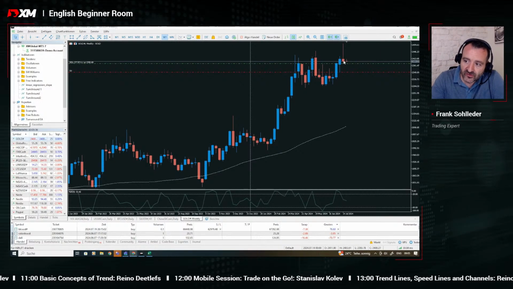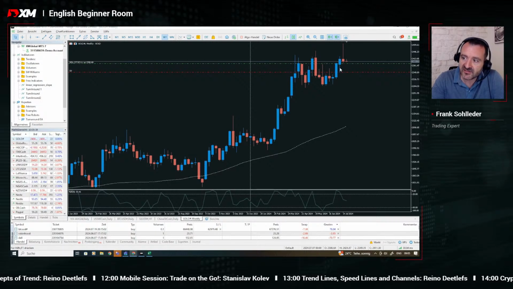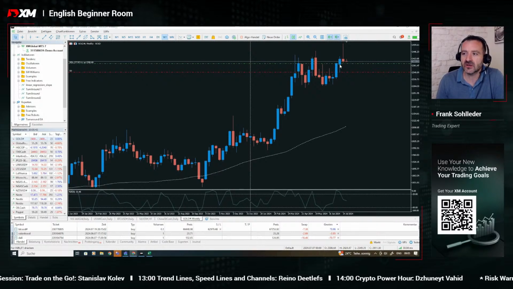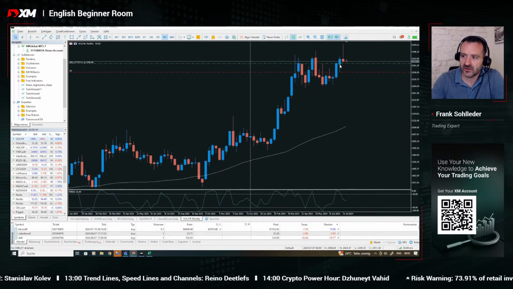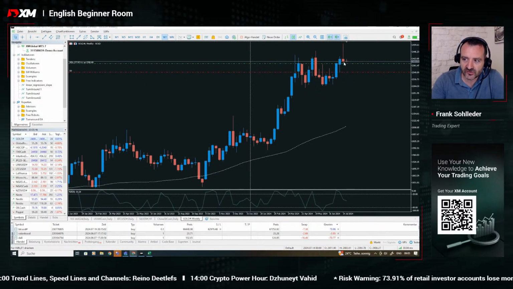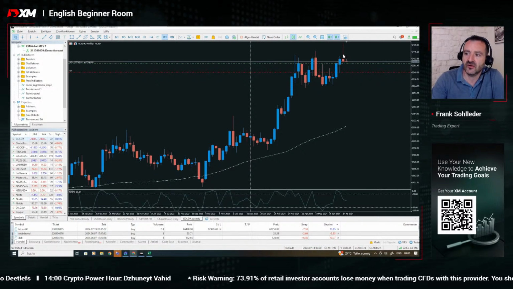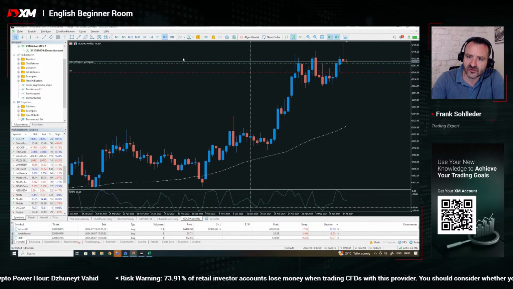But what we also see is that we were closing inside the previous week's candle. So we don't have a bullish candle anymore. We have a range candle now. Yeah, so we closed in the range of the previous week, and we have this tremendous sell-off in the last week as well, towards the end of the week.